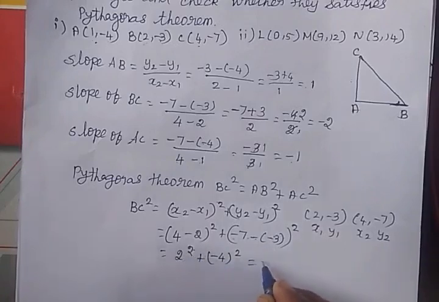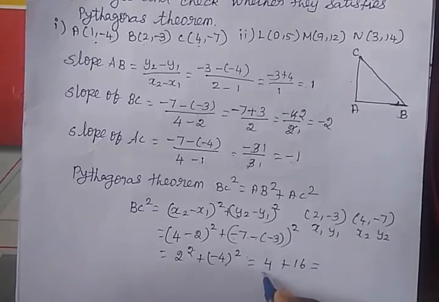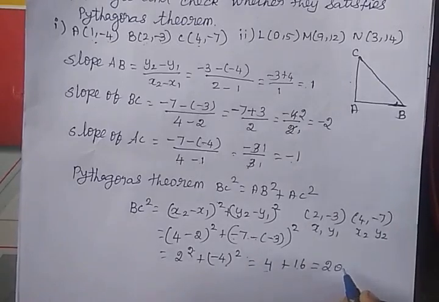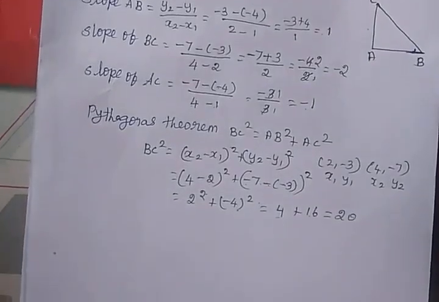So 2 squared is 4. (-4) squared is -4 into -4, 16. So 4 plus 16 is 20. So BC squared, the distance between the 2 points B and C, is 20.